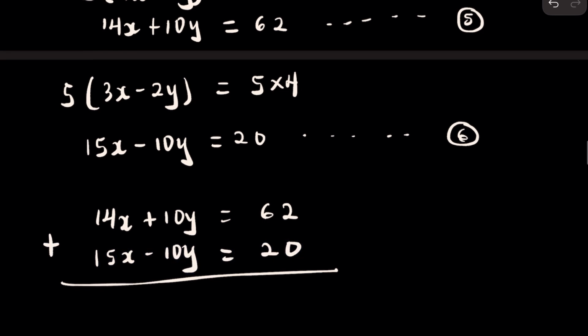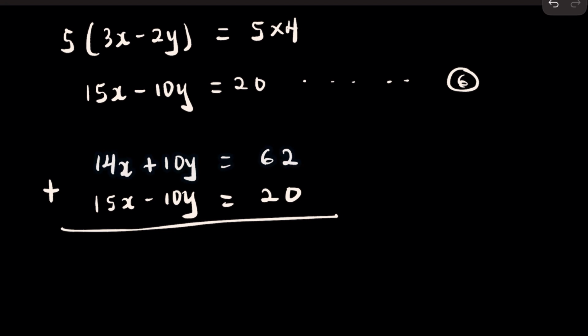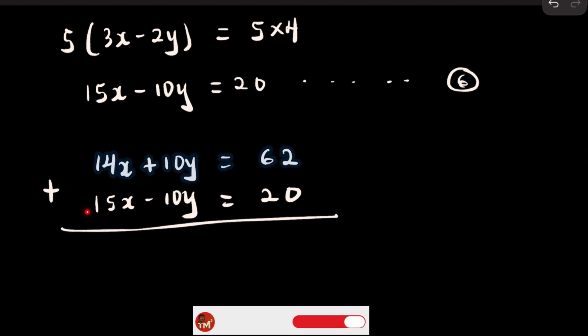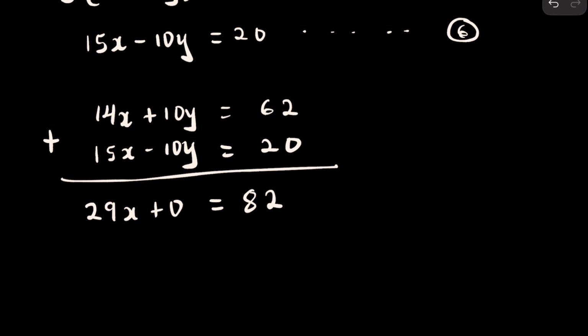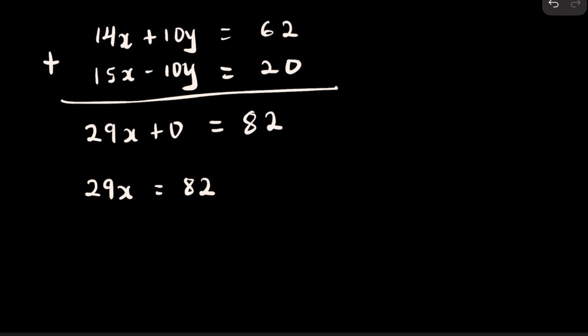So here, when we add these two, 14x plus 15x is going to give us 29x. Then we have 10y plus minus 10y. So that's going to give us 0y, which is just 0, is equal to 62 plus 20. So that's going to give us 82, right? So here we have just 29x is equal to 82. So our goal is to solve for x.